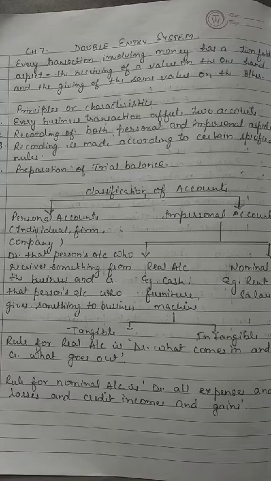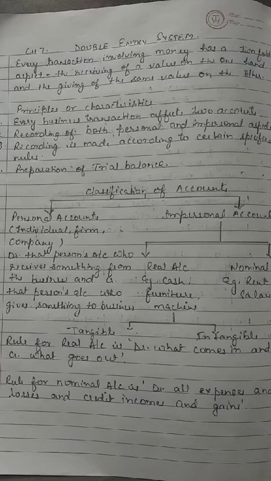The first principle of double entry system is that every business transaction affects two accounts. Every business transaction has a twofold effect. It affects two accounts simultaneously, one debit and the other credit. Certain transactions may affect more than two accounts, but the amount of the accounts to be debited and credited will always be equal.